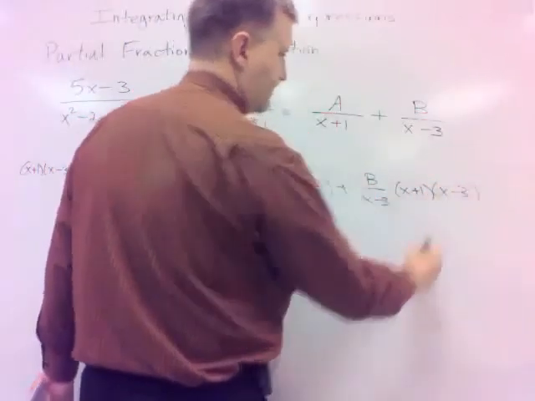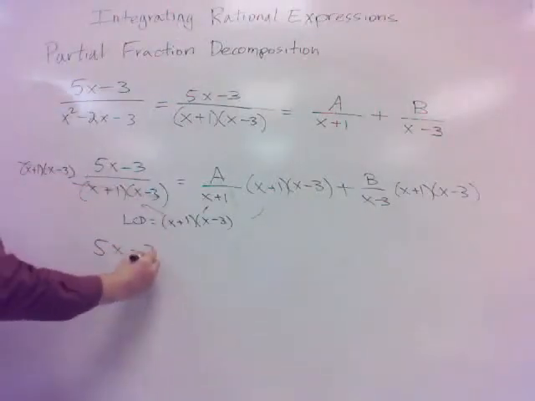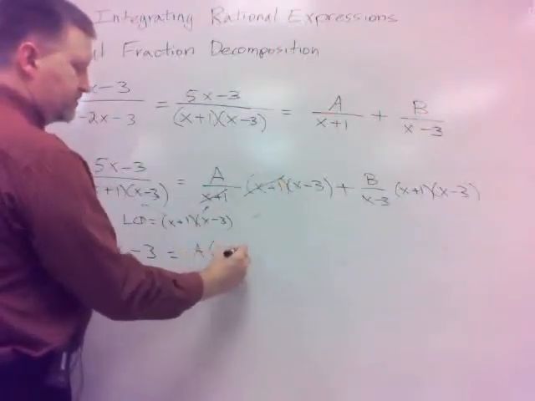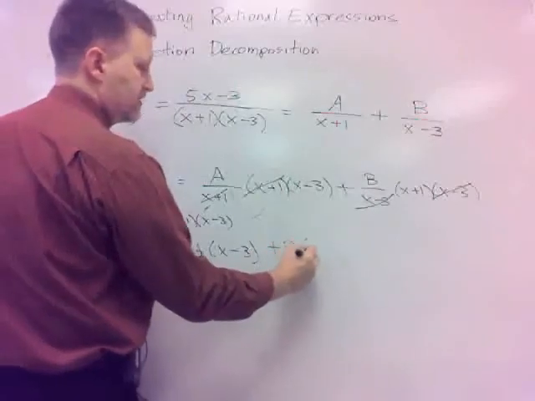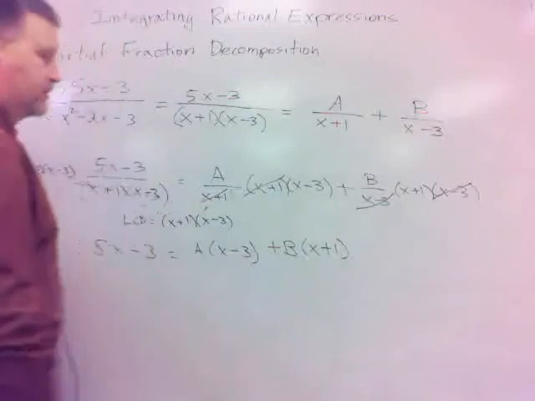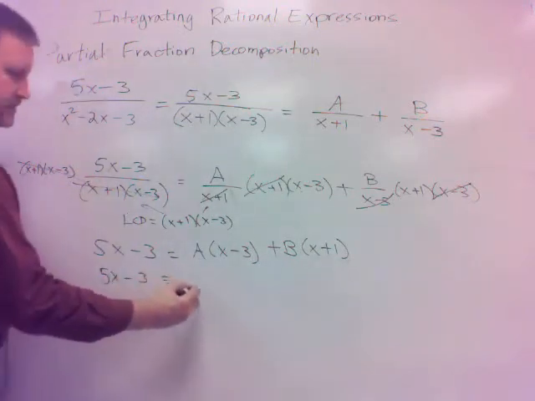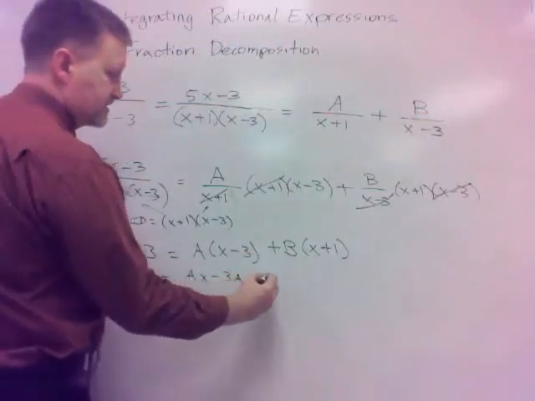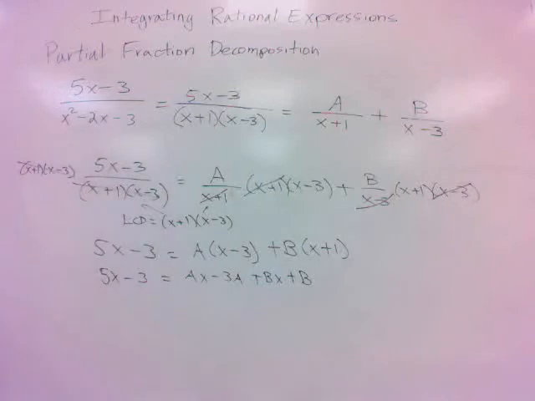And you won't necessarily have to write all this down, because you can see what's going to happen. Of course, those cancel, so I just have 5x minus 3 here. The x plus 1's cancel here, so I have a times x minus 3 for that second part. And then the x minus 3's cancel here, so I have b times x plus 1. Okay? Keep this side the same, but here, what have we got? Ax minus 3a, and then bx plus b. Okay? With me there so far?